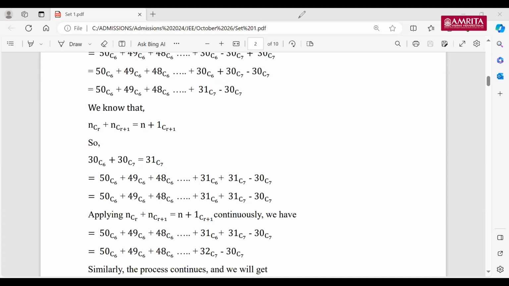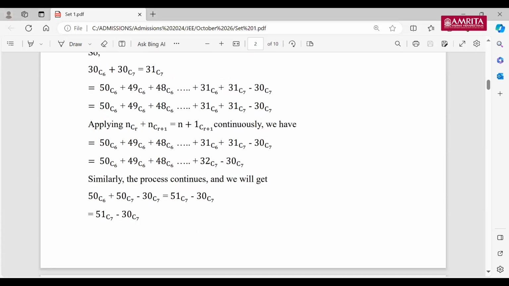This is something that you need to do. So here, when you are applying this formula continuously, it will change into something like 32C7, then it will be something like 33, 48, and it will come in this way and end like this. You'll have 50C6.